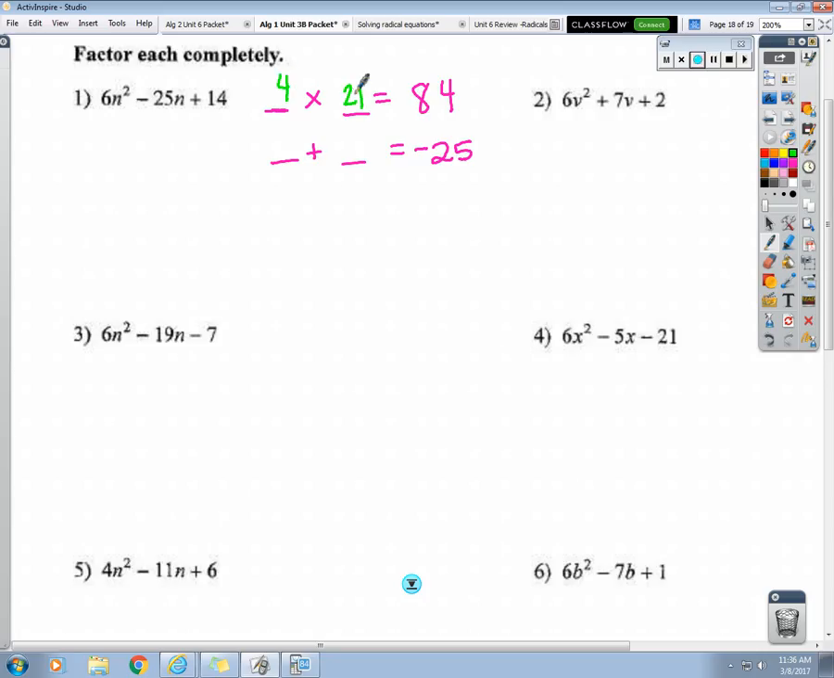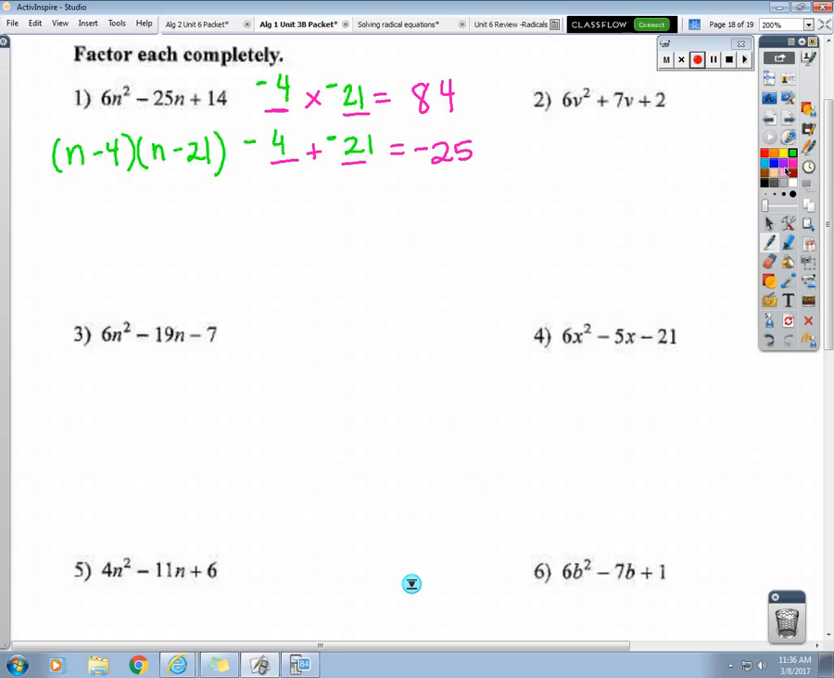Okay, because 4 times 21 is 84. But is 4 plus 21 negative 25? Make both of them negative, and when you multiply, it'll still be a positive answer, but if you make both of them negative down here, added will make a negative 25. So now we have n minus 4, and we have n minus 21.